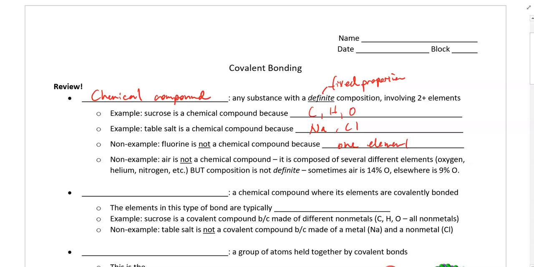And finally, air in this case is not a chemical compound. It is composed of several different elements, right? Part of the original definition is that it involves two or more, but again, it's not exactly definite. Sometimes the percentage of oxygen is only 14%. Sometimes it's even lower at 9%, right? It kind of depends on the mixture. And so air is not a chemical compound.